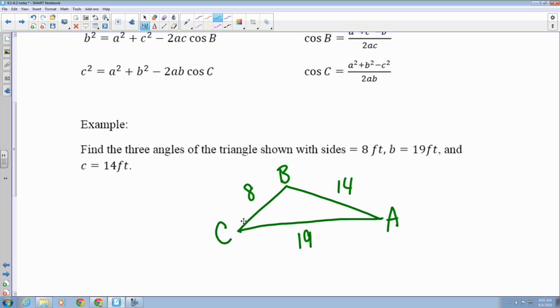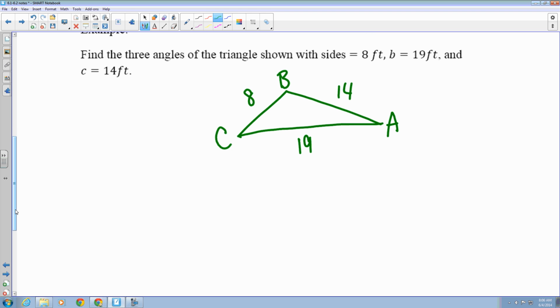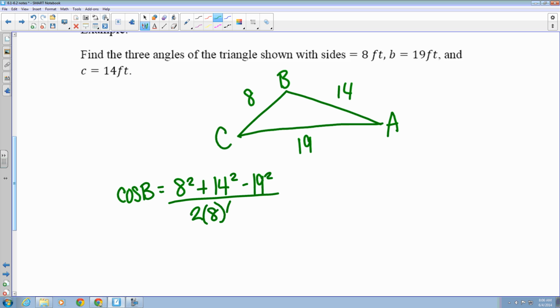So if I want to find, let's just go with B first, the angle, I would use the rearranged cosine of B equals 8 squared plus 14 squared minus 19 squared divided by 2 times 8 times 14. You're going to take the inverse cosine of all of that. You're going to get a negative decimal. When you do, you'll get B is 116.8 degrees.